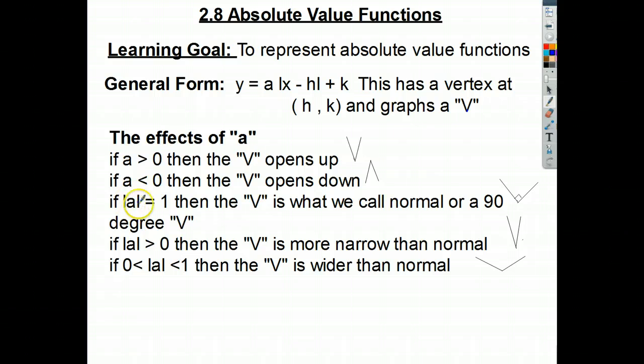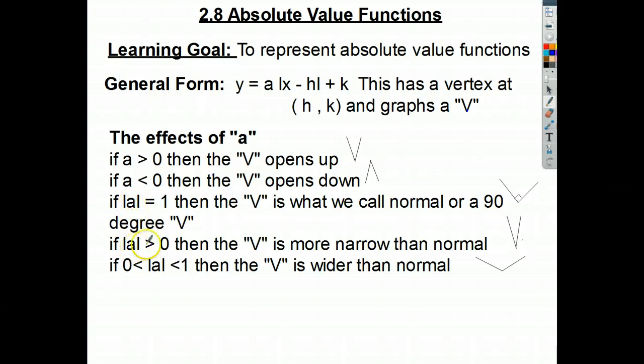So there's really only two values. So if the absolute value of a is equal to 1, and again, that could be no number in front, which would mean it is positive, then the v is what we call normal, or a 90-degree v, like this. Sometimes I say it sort of resembles the corner of a piece of notebook paper. And that could be negative 1 or positive 1.